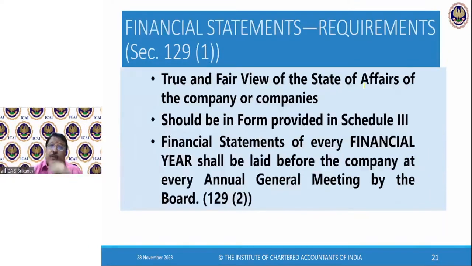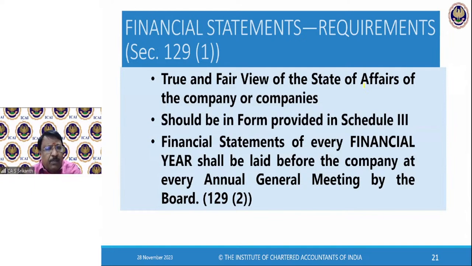Okay, good. Now, so true and fair view and Schedule 3. Now, financial statements of every financial year shall be laid before the company at every annual general meeting by the board. It is the duty of the board to ensure that financial statements of every financial year are laid before the company at every AGM. So this is very, very important. That is why later on when we come to management and administration, we study AGM. AGM is compulsory.